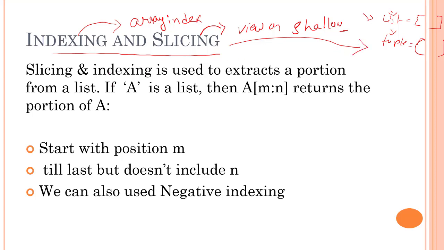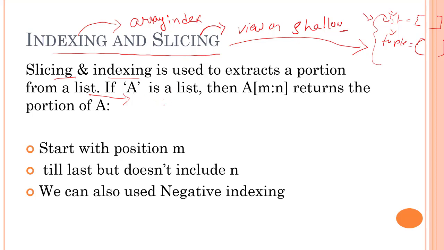Now let's move on to how we have to work on slicing and indexing. Slicing and indexing are used to extract a portion from a list. We are taking a portion from a list. Just now I gave the two things, the list and the tuple. Indexing and slicing will take that portion.